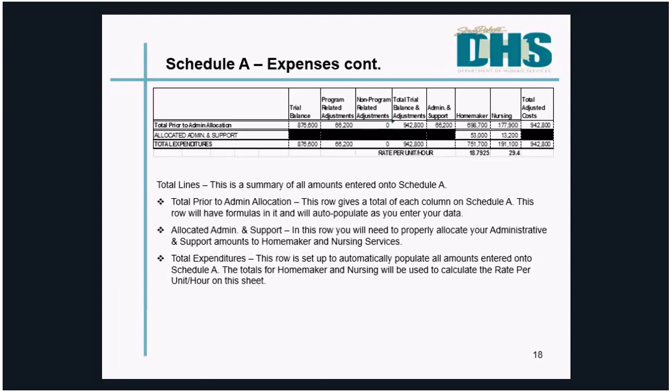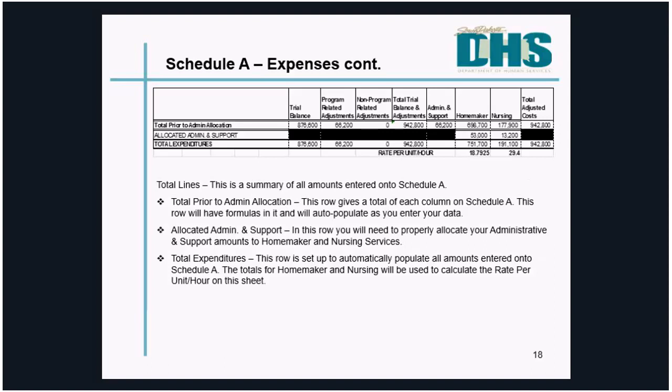Schedule A, as you go across and go down, it will be totaling. We do have formulas, so again, please do not mess with the formulas or any section that needs to be unlocked. There's a reason why we lock these or we put formulas in. It's to help with our analysis.